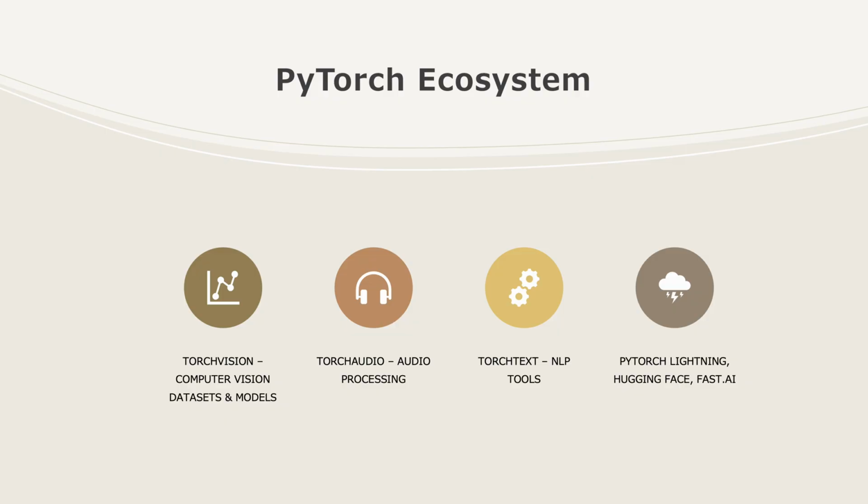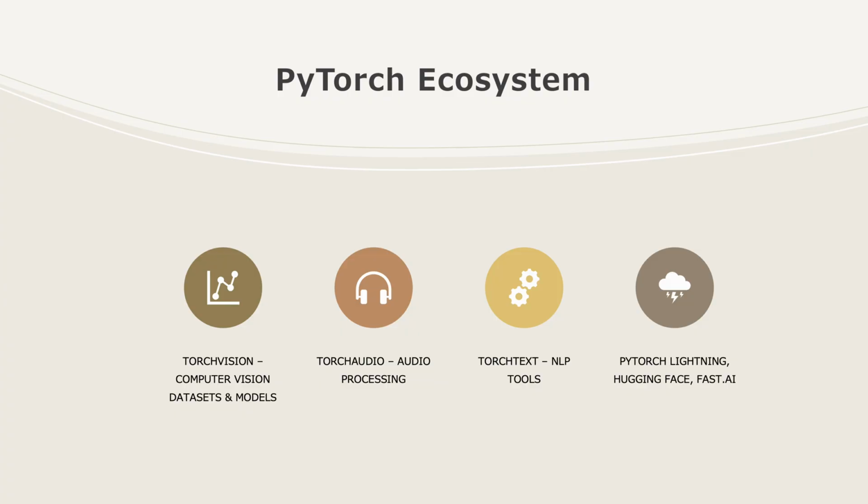Another thing that makes PyTorch powerful is its ecosystem of companion libraries. For example, TorchVision provides standard datasets like MNIST and CIFAR10, as well as common neural network architectures such as ResNet or VGG. This saves you a lot of setup time if you want to experiment with vision problems. TorchAudio does something similar for audio processing, and TorchText supports natural language processing tasks.